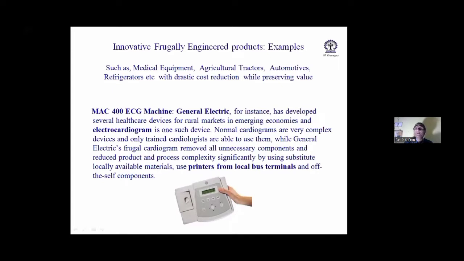It used all the available technologies so much so that instead of a computer for the printout of the electrocardiogram reports and results, which are presented in graphical form, they took the ticket printers from the bus stations, which actually is to print. That's all. So instead of a computer, they have deployed a printer from the local bus terminal. So you can understand, these are the approaches of bringing down the cost.